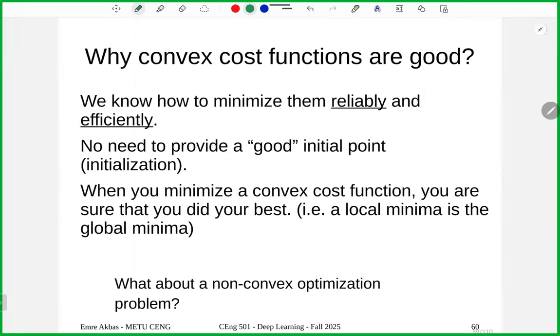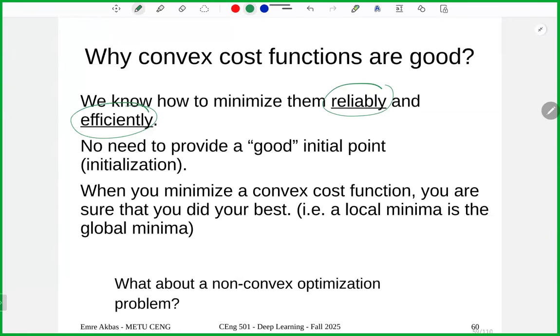Yeah, non-convex optimization problem. Reliable and efficient ways of minimizing it, question marks. Although we can now optimize deep neural nets very successfully, it's not because we have very reliable, efficient methods, but because of lots of trial and error and lots of years of experience, right? We'll talk about those topics.